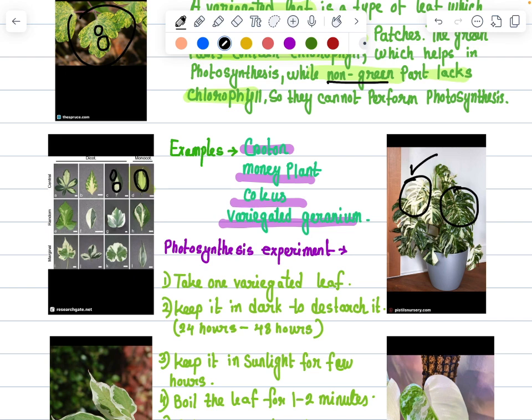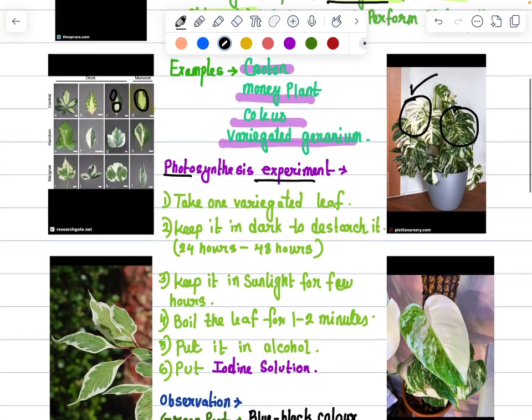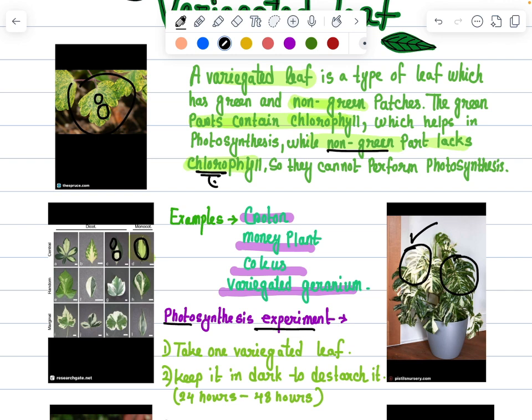Right? So now we will understand why this leaf is used during the photosynthesis experiment. Because we know that in a leaf where the chlorophyll pigment is present, there only photosynthesis will occur. Yes or no? Because chlorophyll will absorb the light energy, that is the photon particle, and then only they will produce the glucose. And if there is no chlorophyll, then what will happen? These photon particles or this light energy will not be absorbed by the leaf, and then glucose formation or photosynthesis will not take place.